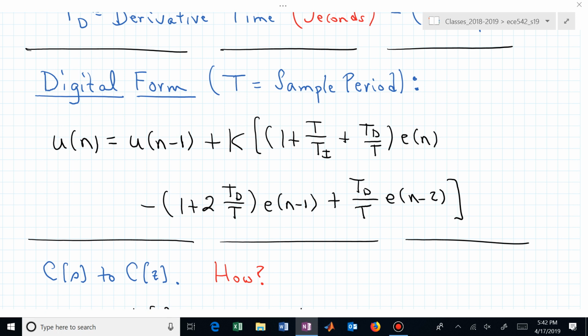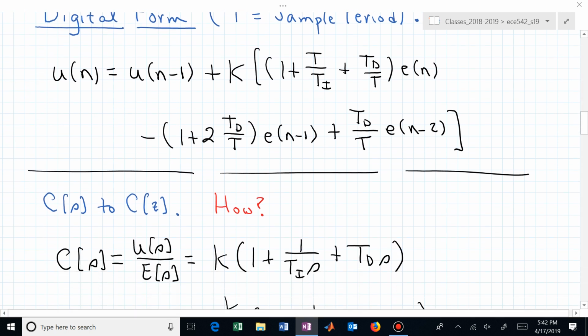Hopefully your heads, if they're not already on the pillow, are moving up and down in the yes direction. We can go from analog to discrete with some of our discrete equivalent approaches. And that's what we're going to do.